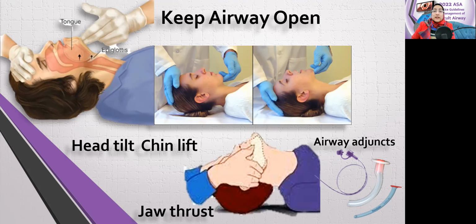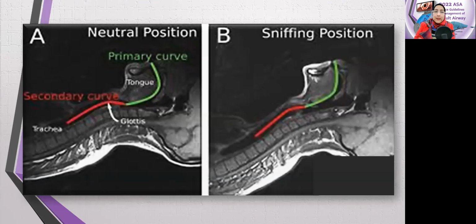To keep the airway patent, I can use an oropharyngeal airway, a nasopharyngeal airway, or even a suction device to suction the airway. As we can see in pictures A and B, in neutral head position there are two curves, and the tongue and epiglottis lie down, obstructing the airway. But when we do the sniffing position, the tongue and epiglottis are displaced upward, leaving the airway patent.